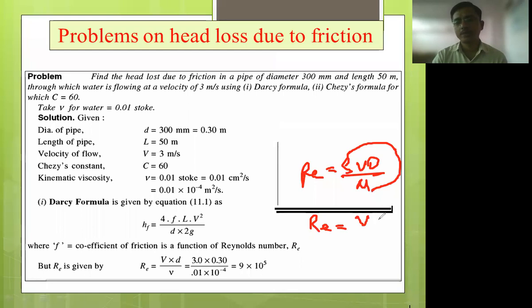Re is equal to Vd divided by mu by rho. Right? What is this mu upon rho? That is nothing but kinematic viscosity. So Vd upon nu, I can write this equation. Put the values of velocity, diameter, and nu. You will get the Reynolds number.